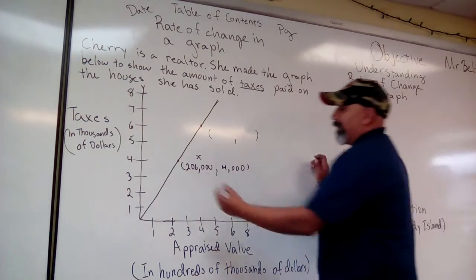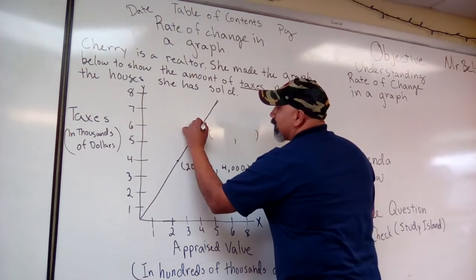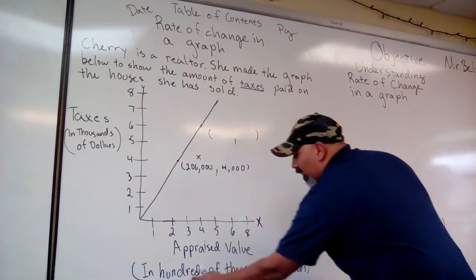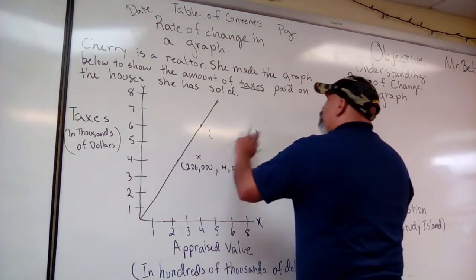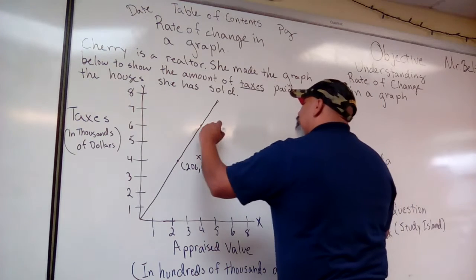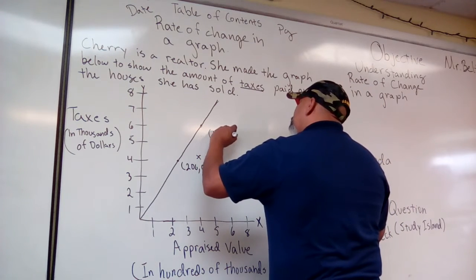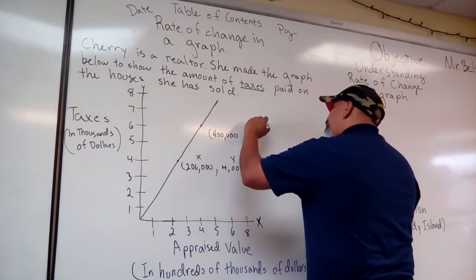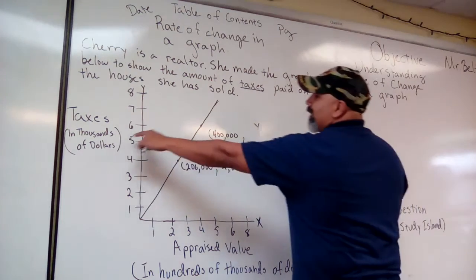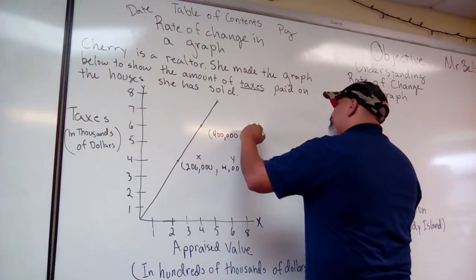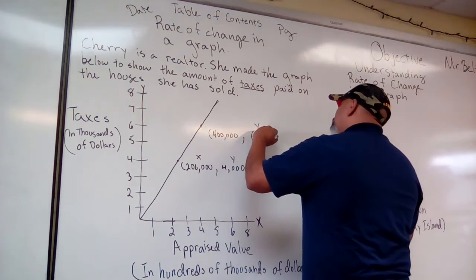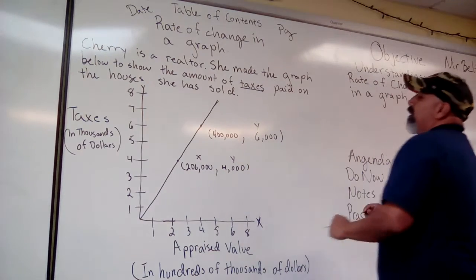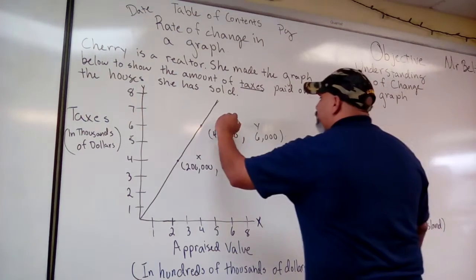Now we're looking at our next point. Again, our X is first, so we have 4, but it says in hundreds of thousands of dollars, so we have $400,000. And then we have our Y. In this case, our Y is, again, in thousands of dollars, $6,000. So we have our X and our Y.